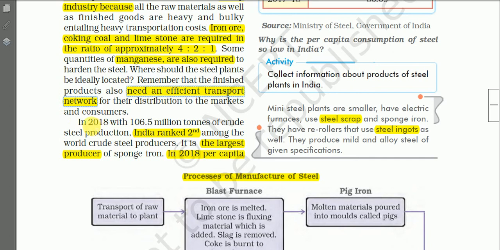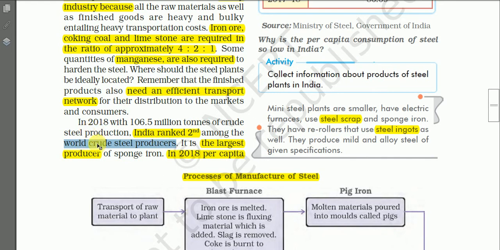And about production, see, in 2018, with 106.5 million tons of crude steel production, India ranks second among the world crude steel producers. In 2018, India produced 106.5 million tons of crude steel, and ranks second in the world in this crude steel production.